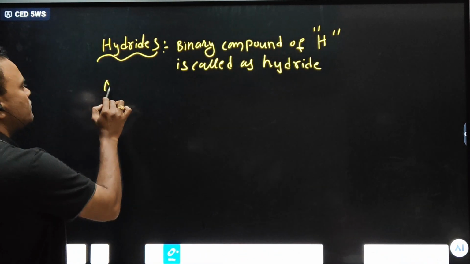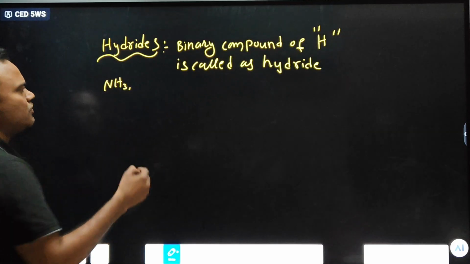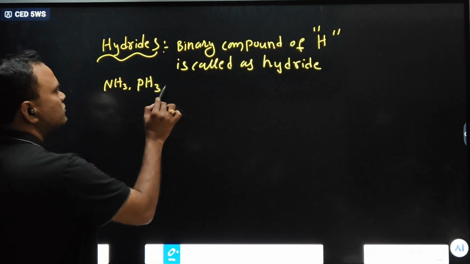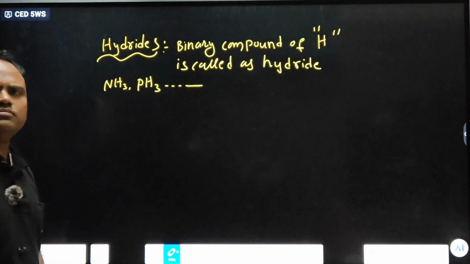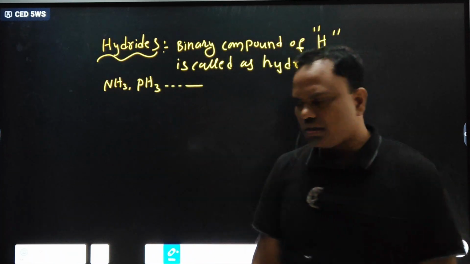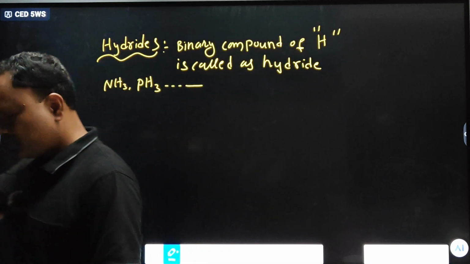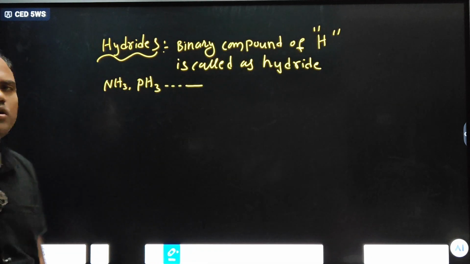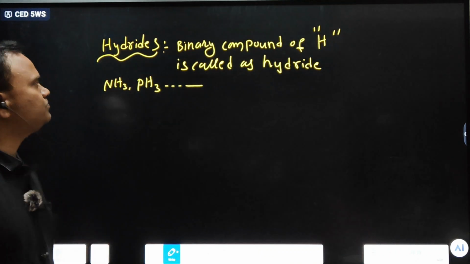Examples: NH3, PH3. We are taking 5th A group hydrides only. H2 also is a hydride, a binary compound of hydrogen only, but in the 6th A we'll discuss about it. NH3, PH3 and so on, BiH3.